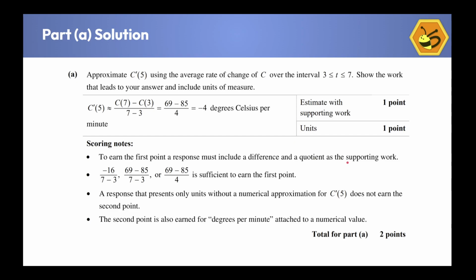The main problem is that you must include a difference and a quotient of supporting work to earn the first point. So if you just write the answer without units, just the answer, then you will not earn any points. But if you show the quotient and forgot to write the unit, then you will get 1 point. As we just did, that was part A of the first FRQ.